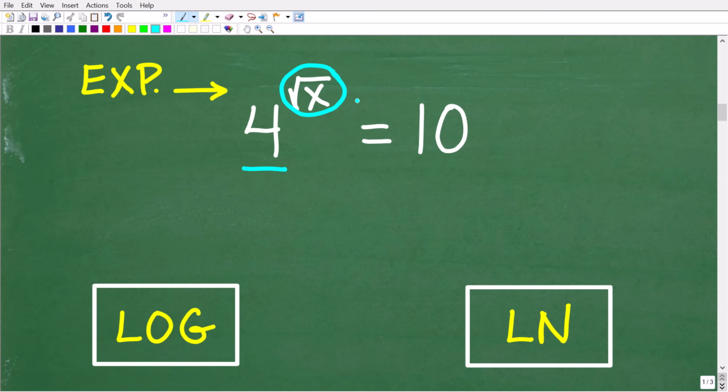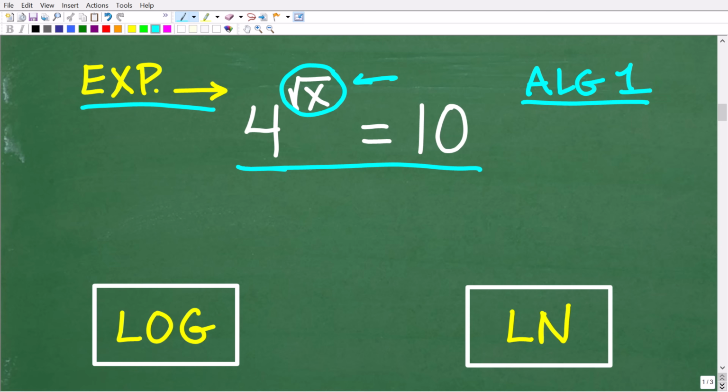Again, 4 is the base, and this part of this power is the exponent. So the way we would classify this equation in algebra is something called an exponential equation. Okay, so this is a huge topic in algebra. Now, if all you've taken is like first year algebra, let's say like Algebra 1, well, you probably have not yet studied what we're going to be talking about, and that is something called logarithms.